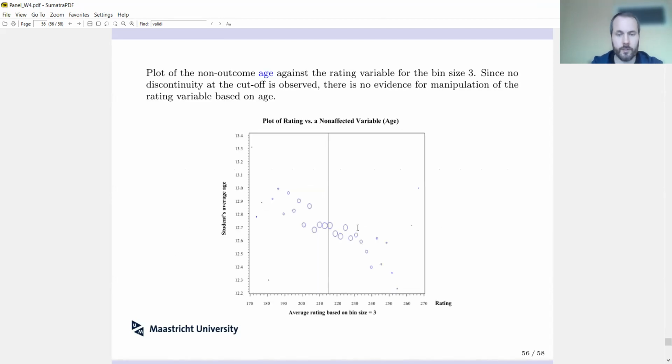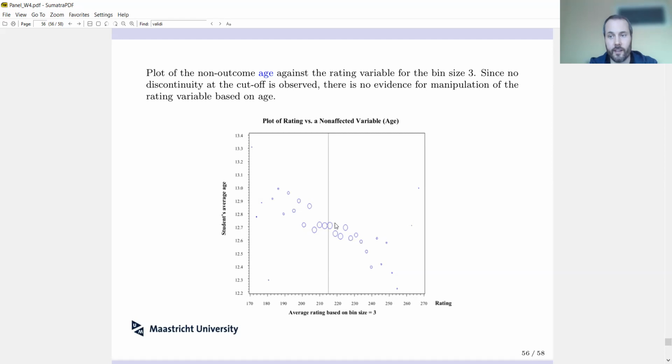So here we have an example of what it could look like. So the non-outcome variable is age. The rating variable is the student's test score, I think. What was it? And here we see that at the cutoff, there doesn't seem to be any jump. So here it looks like this is plausible, right? So here we don't find any evidence against the RDD design.